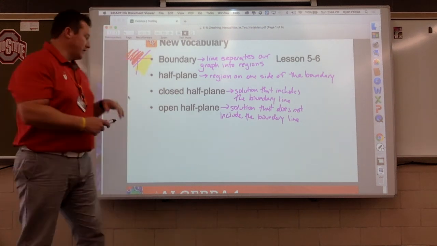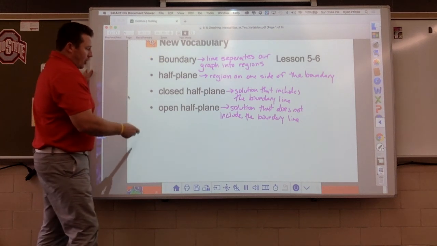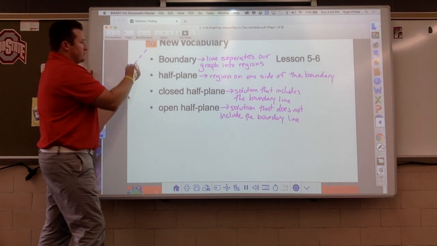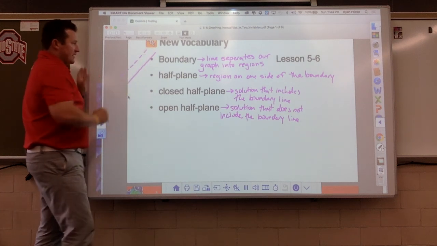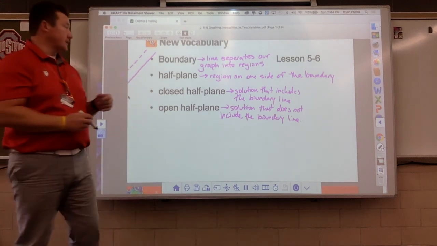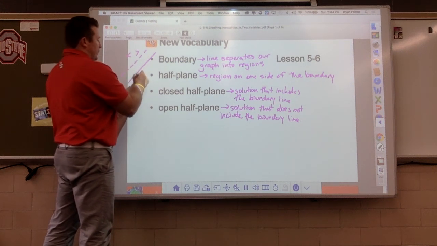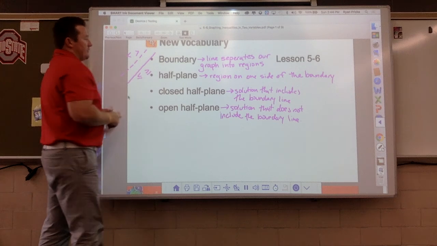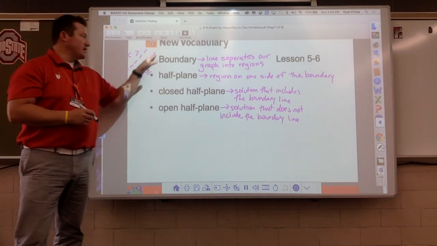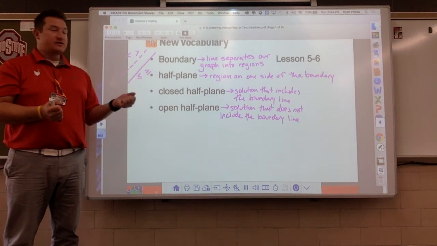Okay? Our boundary line, guys, can be a dashed boundary line, or it can be a solid boundary line. You guessed it. What will change it is the inequalities. So if we're just a less than or a greater than, we will be a dashed line. And if we're the less than or equal to or greater than or equal to, we are going to be a solid line. So you can think of it just like we've been doing with open dots, closed dots, right?